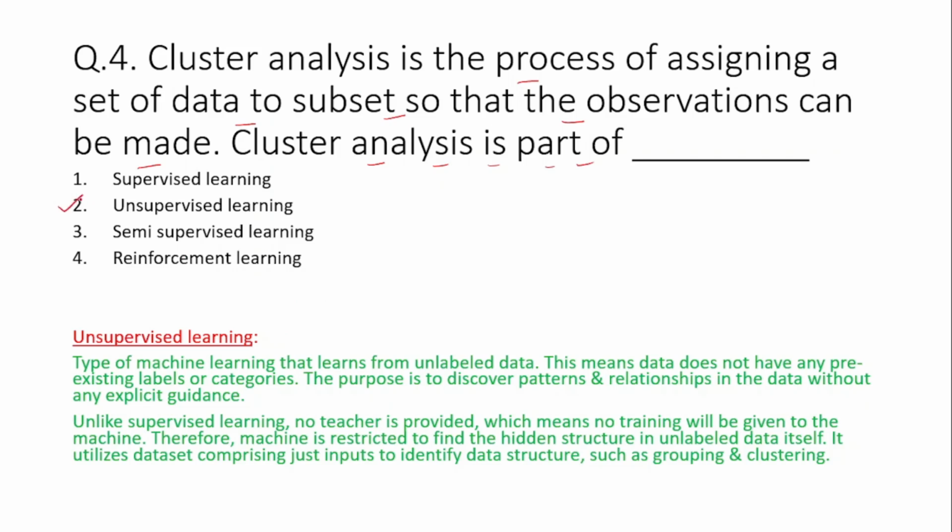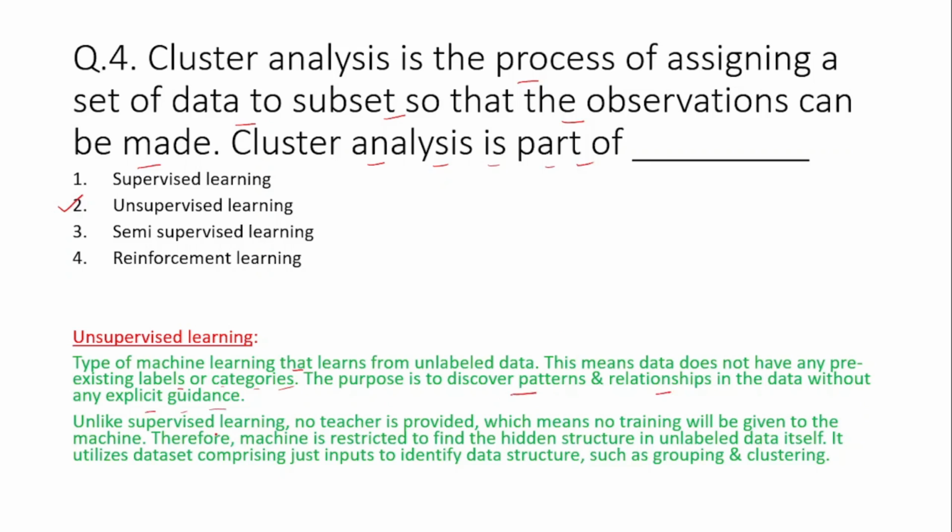Rather, it is the correct answer also. But what exactly is unsupervised learning? It is basically a type of machine learning that learns from unlabeled data. That means there is no labeled data attached to it. This means data does not have any pre-existing labels or categories. That means it does not belong to any specific category per se. The purpose is to discover patterns and relationships in the data without any explicit guidance.